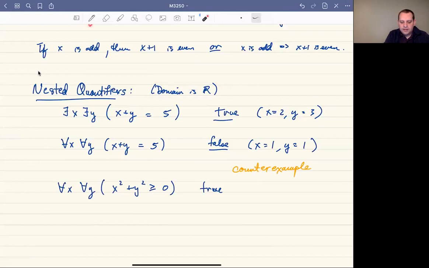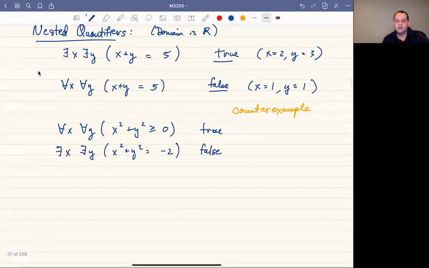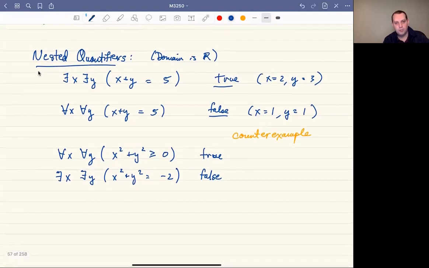Now, let's think about another statement. Let's say I want to prove that there exists an x and there exists a y such that x squared plus y squared equals -2. How could we prove this? Of course this is false. There are no real numbers x and y that work. Notice that if I change the domain, the statement could be true. If I allow complex numbers, then I could let x and y both be i, so that i squared is -1. Add them up, you get -2, everything's fine. But this statement is false if our domain is all real numbers.